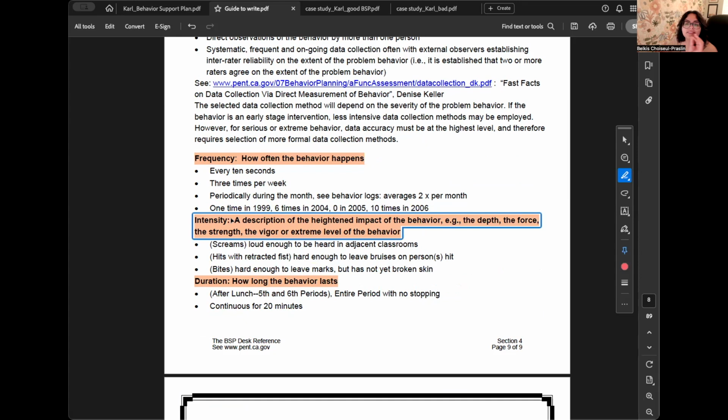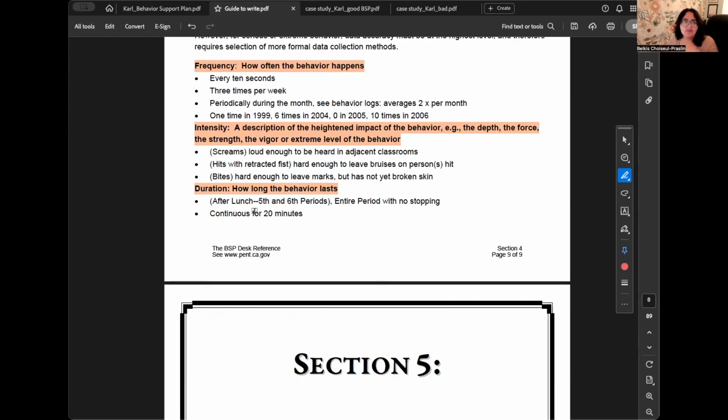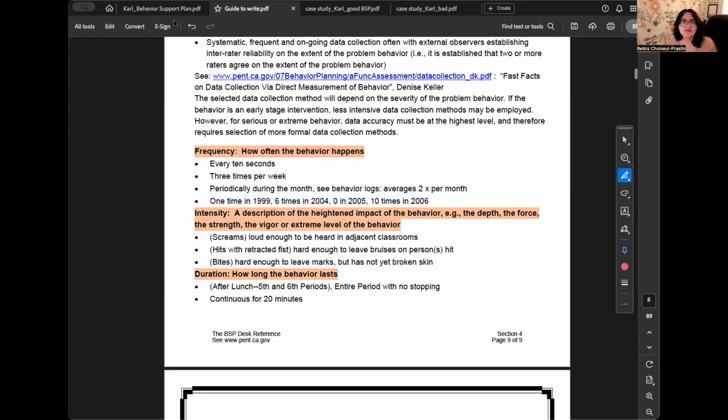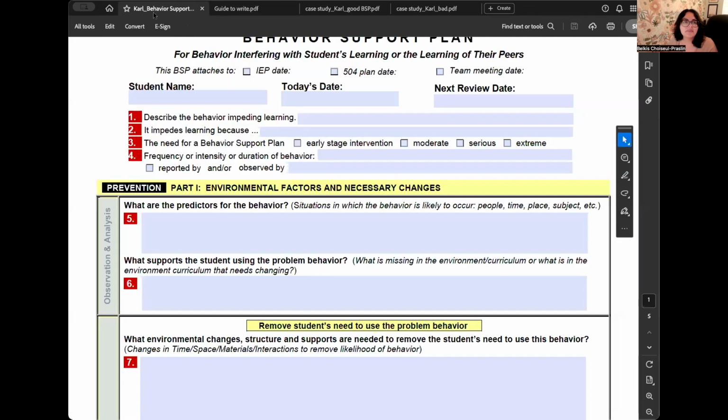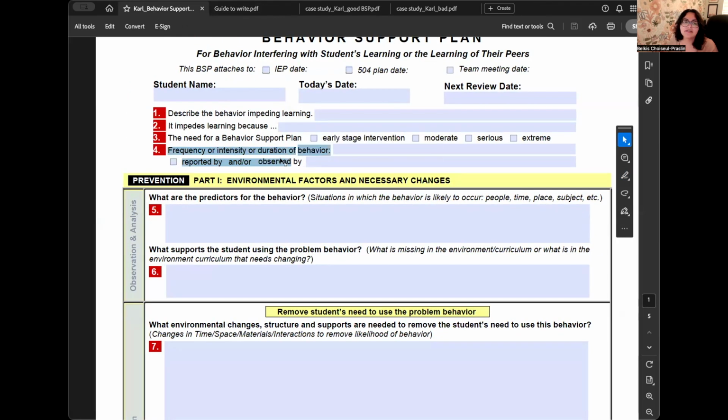We're going to talk about how intense it is when it does happen. Is it a huge behavior? How strong is this behavior, essentially? And importantly, we're going to talk about how long this behavior lasts. Those are all incredibly important to us. There's not a rubric for this question here, but this is more just putting in your data.